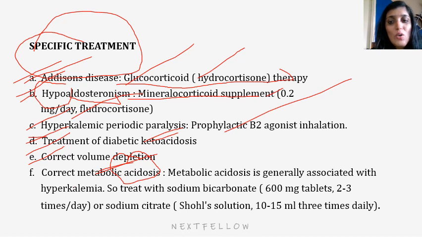So metabolic acidosis is generally associated with hyperkalemia. For the acidosis, you have to give an alkali, that is sodium bicarbonate, which comes as 600 mg tablets 2 to 3 times a day, or sodium citrate, which is Shohl's solution, which is given in the dose of 10 to 15 ml 3 times a day.